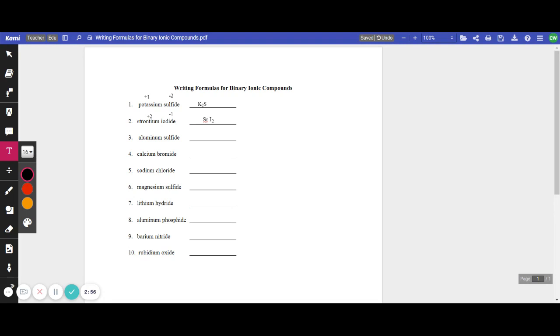All right, so let's try aluminum. Aluminum is a group 13 metal, has a +3 charge. Sulfur, we already said before, is a -2. So +3 and -2 do not cancel. We're going to have to multiply them both. 3 and 2 are common factors of 6, so I'm going to need 2 aluminums for every 3 sulfides, and then we end up with +6 and -6. So we need 2 aluminums for every 3 sulfides.